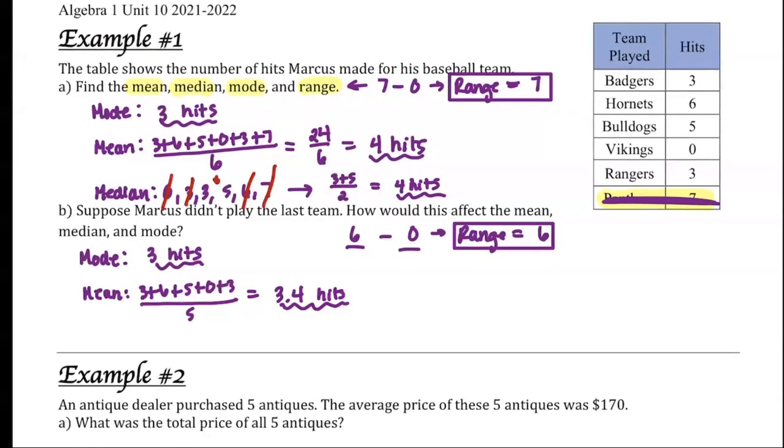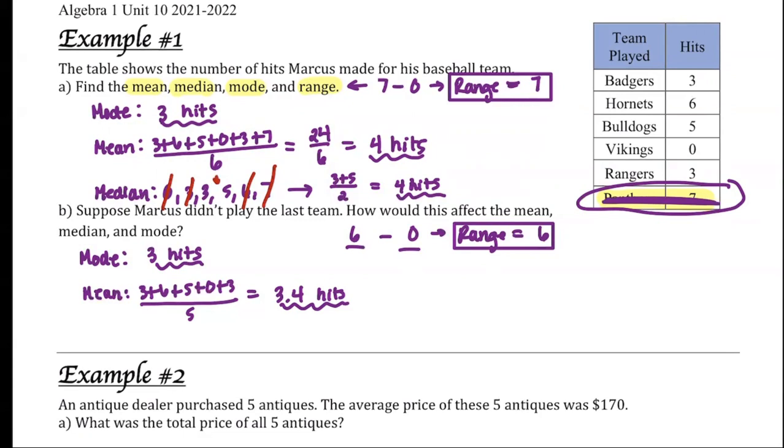Now, I know that's a decimal. We're not saying that this is a real life scenario, because can you have 0.4 of a hit? No. But it does mean the average number of hits goes down. And that's something that we can predict. If we take out the highest numbered game, the mean is going to decrease. If I take out the highest number of hits that he had, that is going to lower everything else. So it makes sense that my mean in this case went down.